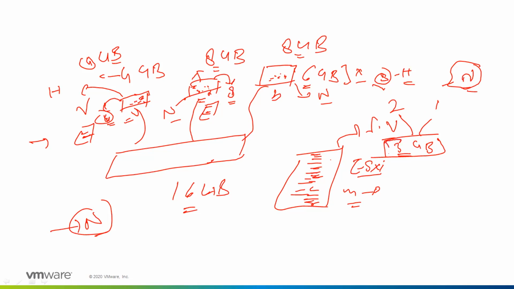what will it do? It will give 1.5 and 1.5 to each. But when I say my 4 GB VM has more priority as compared to this VM, this application should get the required memory whenever it needs. So we have given the priority by defining the share value.